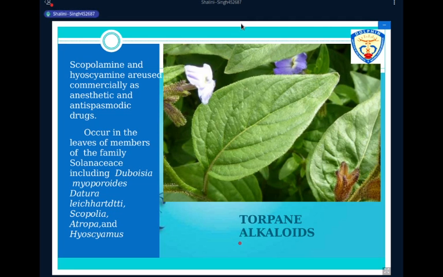Next example are tropane alkaloids like scopolamine and hyoscyamine. They are used commercially as anesthetic and antispasmodic drugs, occur in the leaves of members of the family Solanaceae, including Duboisia, Datura, Scopolia, and Hyoscyamus.